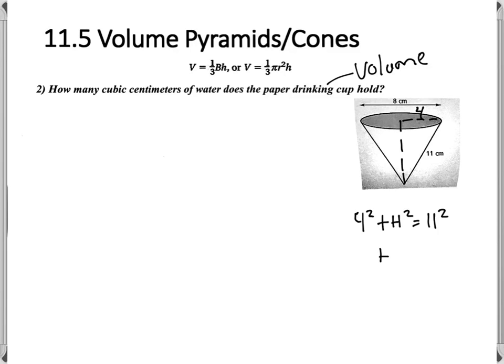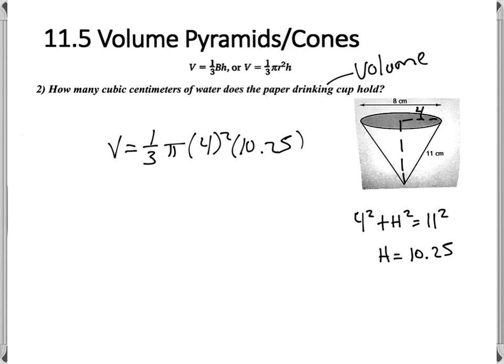When you solve this for h, you get the height of the cup to be 10.25 centimeters. So now take that and your radius and plug it into your volume formula. 1/3 pi times your radius squared, so 4 squared, times 10.25. Well, when you multiply 1/3, 4 squared, and 10.25, you get your answer for volume to be 54.7 pi, or if you multiply out the pi, you get 171.7 centimeters cubed.